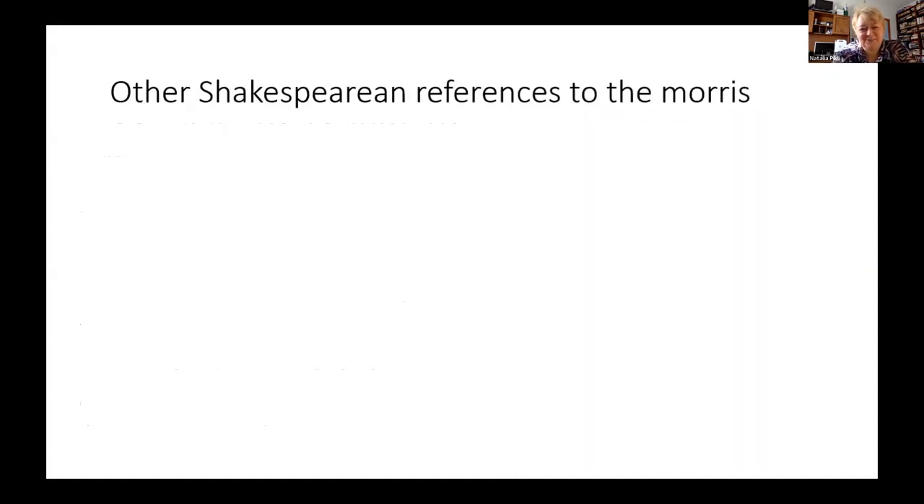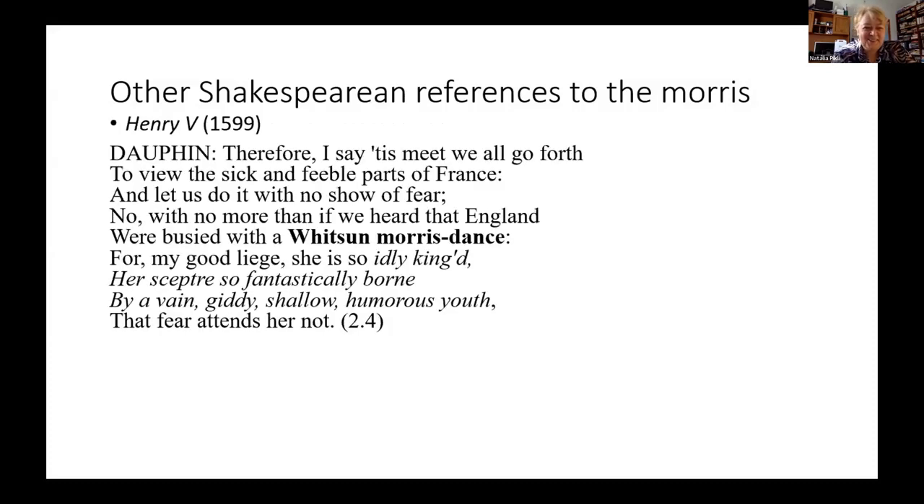Thank you. There are other Shakespearean references to the Morris. If you click on it, you can see the first one. Yes, in Henry V, you have the Dauphin, the French heir to the throne, describing the young king of England, Henry V, as a very bad, a kind of a mock king.